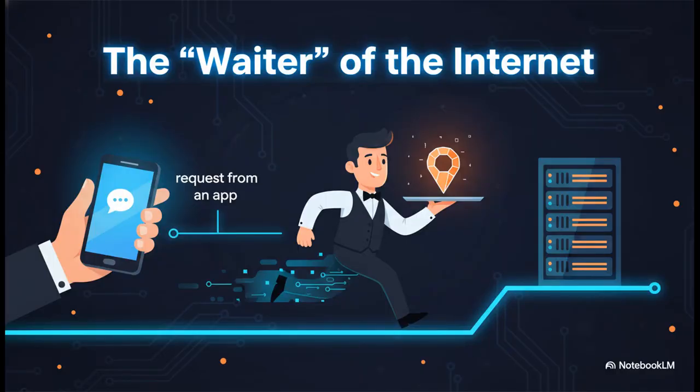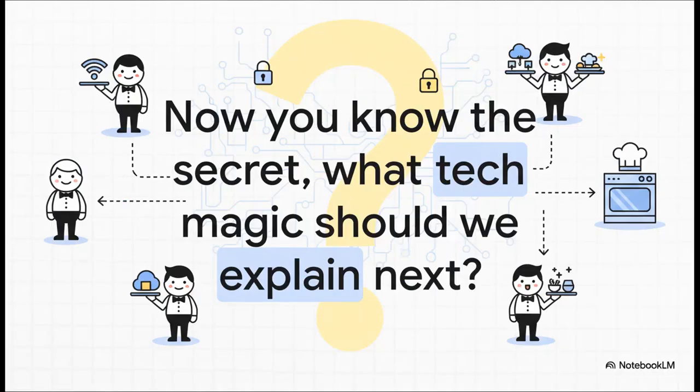So look, if you take away just one single thing from this explainer, let it be this. An API is the waiter of the internet. It's the messenger that takes your request from an app, goes to the server that has the information, and brings back exactly what you ask for. Nothing more, nothing less. And there you have it. The secret behind our amazingly interconnected digital world. Turns out it's not so mysterious after all. It's really just a whole lot of very, very efficient waiters doing their job perfectly.